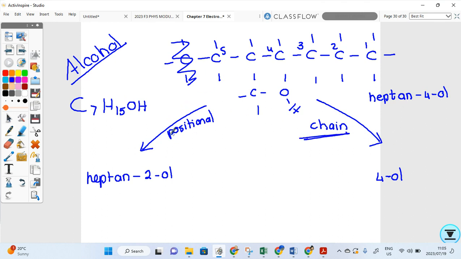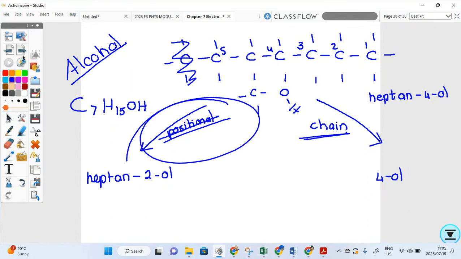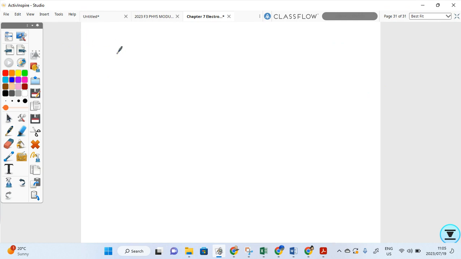But you can have a chain and a positional, but 90% of the time, if you're going to get an isomer being asked for an alcohol, it's going to be positional. Okay, so that's alcohols. So then for all the ones that have an odd number for its chain, would that mean that it can't be the same number in the positional isomer? Yeah.